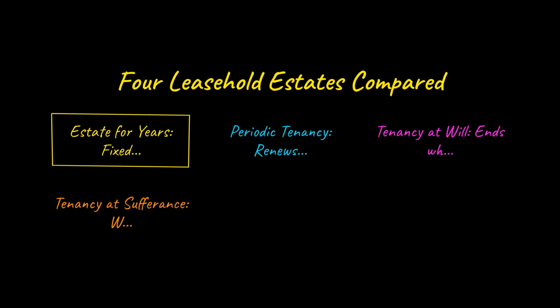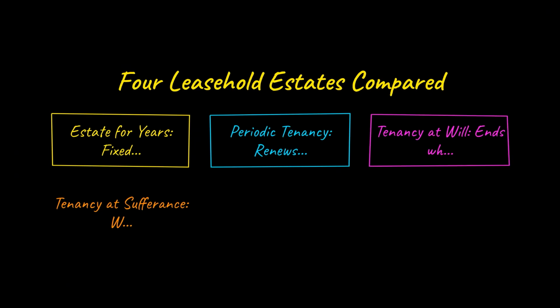Examiners test whether you can distinguish these 4 estates by how each one ends. A periodic tenancy renews automatically until proper notice is given. A tenancy at will continues only while both parties consent. A tenancy at sufferance is a wrongful holdover after a lease expires. Only the estate for years has a known automatic ending built in from the start.